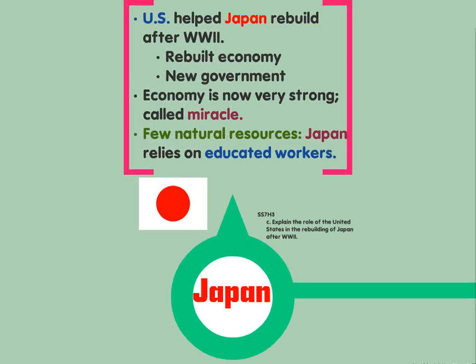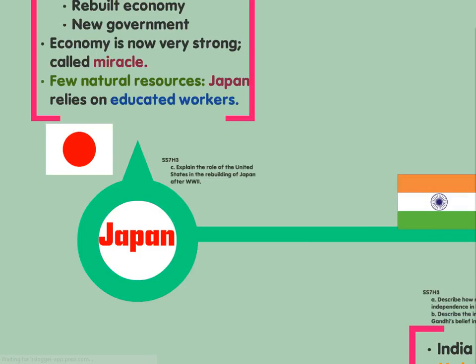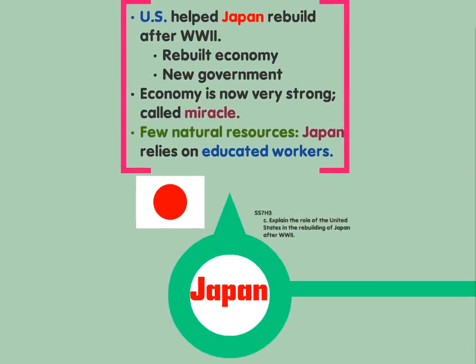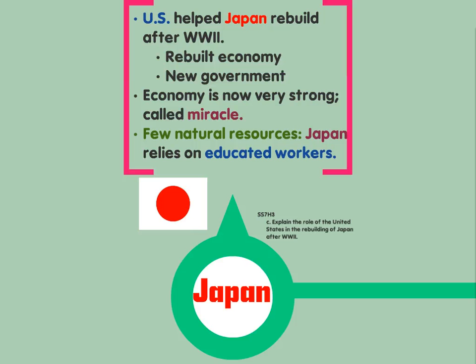So, if we take a look at Japan, that was one of the first things we looked at this year in terms of the history of Asia. We saw the United States had a big role in rebuilding Japan after World War II. We rebuilt their government, establishing a new constitution for them. We helped them to rebuild their economy. Let's go back there. Their economy is now very strong. In fact, it's referred to frequently as a miracle.